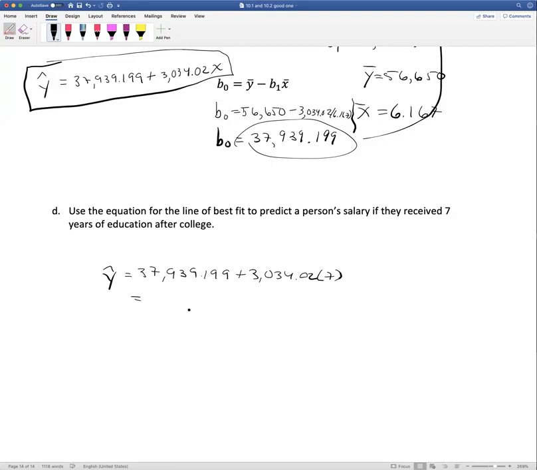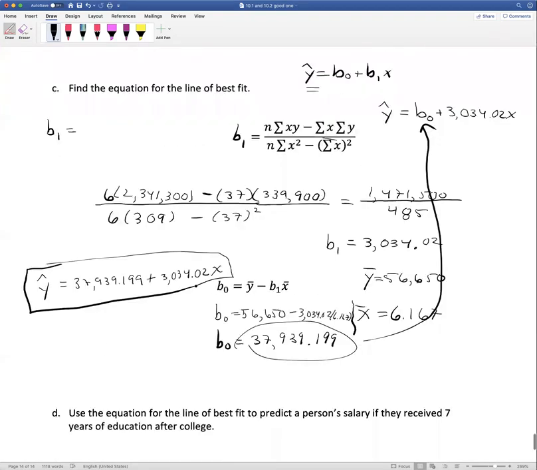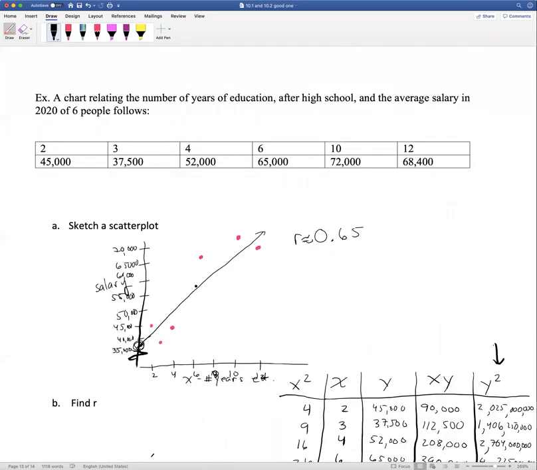37,939.199 plus 3,034.02 times 7 gives us a y value of $59,177, and because we're dealing with money, 34 cents. So about 59,000. Let's go up here and see if that makes sense. When x is 7, is y around 59,000? So when x is 7, it'll be right around here.